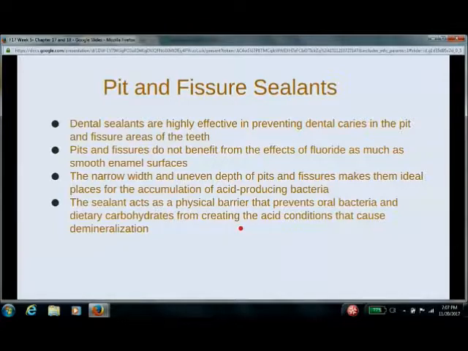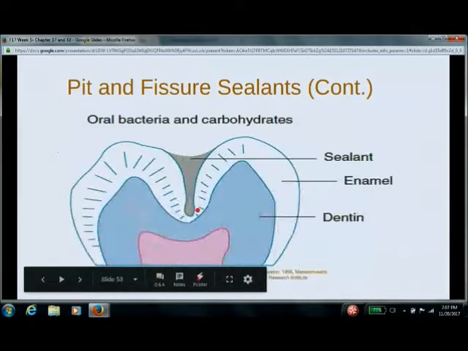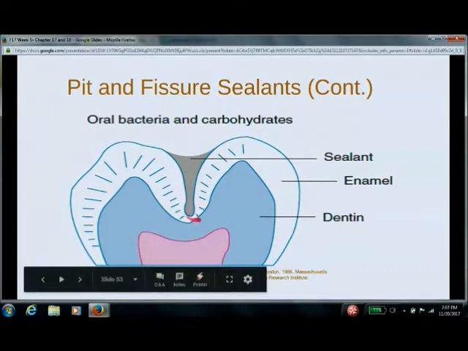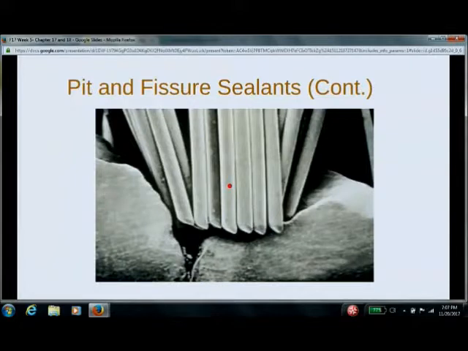And because they're a physical barrier, they prevent the acid-producing bacteria from getting down in the pits. So this is what it looks like, from the side. The sealant gets down into that pit and fissure on the enamel, and it keeps the bacteria and the carbohydrates out. Because otherwise, wouldn't this be a nice home for some bacteria and carbohydrates? Can't get to them. Nobody can brush me away. And this is what it looks like up close. You can see that the tooth has deeper pits and fissures than the toothbrush is able to get into. So microscopically, the brush is too big.